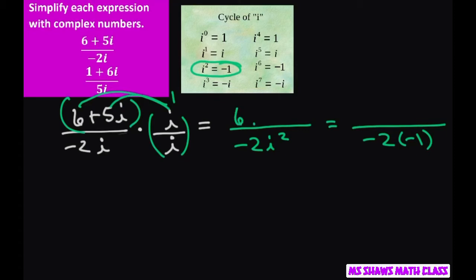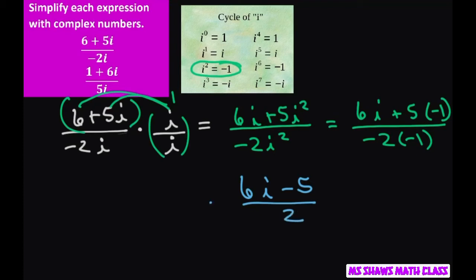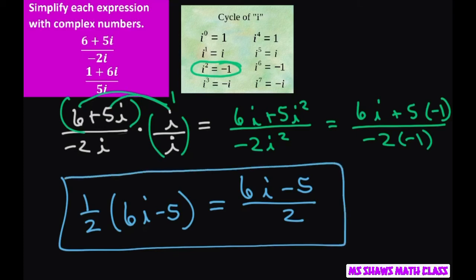So you have 6i plus 5i squared. So basically this is going to be 6i plus 5 times negative 1. So your final answer is going to be (6i minus 5) divided by 2. And some people like to write it as 1/2 times (6i minus 5). So either way, either one of these answers is fine.